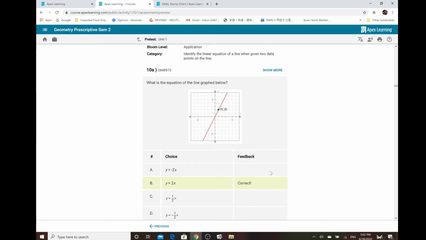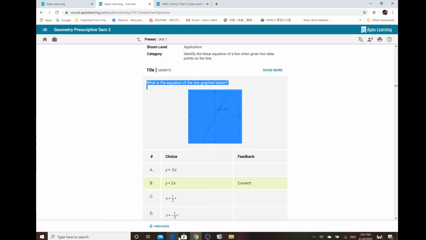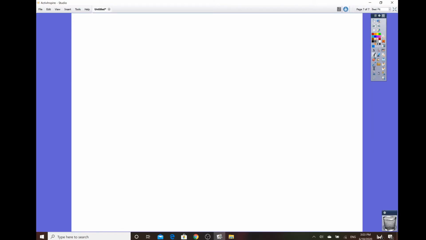And now let's skip through to number 10. Okay, so this one is showing a graph. And what's the equation of the line graphed below? So anytime that you see a graph like this, it's always considered the slope-intercept form. The slope-intercept form is y equals mx plus b. Okay, so let me just highlight the problem with the graph right here. Okay, so copy image.